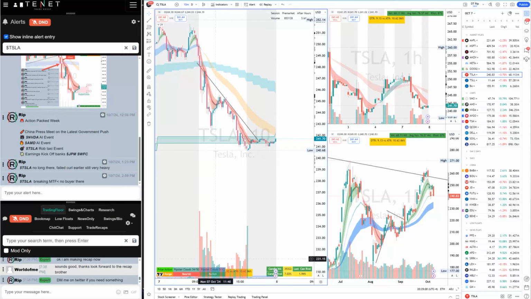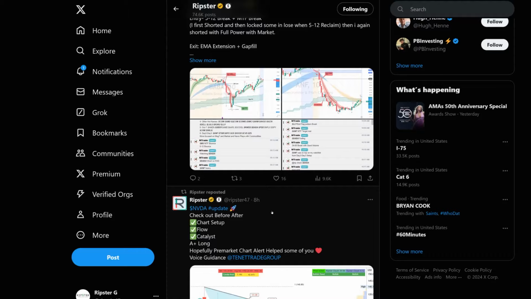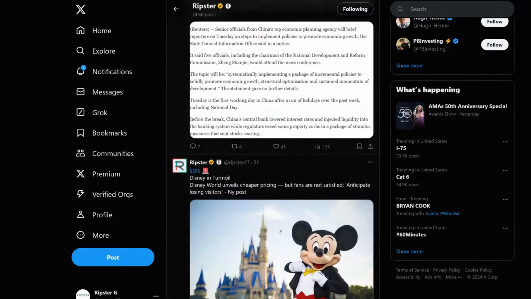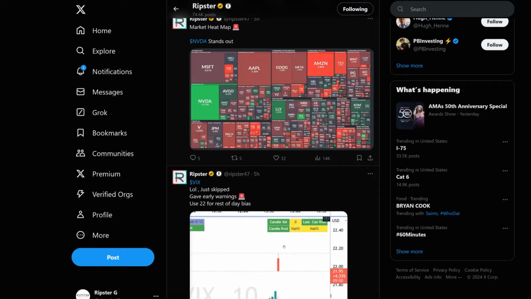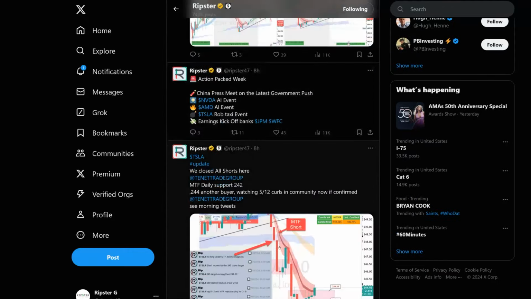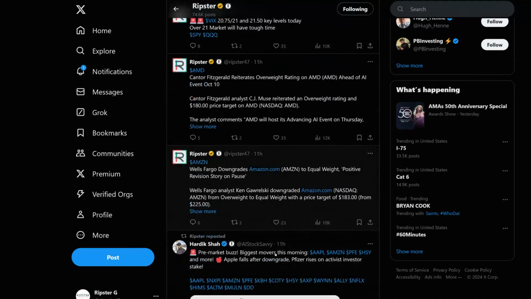Great example on Tesla. Even I had a chart on Tesla. I had a setup on Tesla. Let me see if I can show you. Let's see if I tweeted it in the morning. I have to see if I can find it. Let's see if I can go down. I think I had a Tesla setup somewhere from the morning.